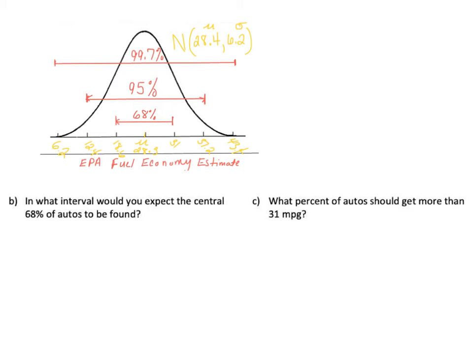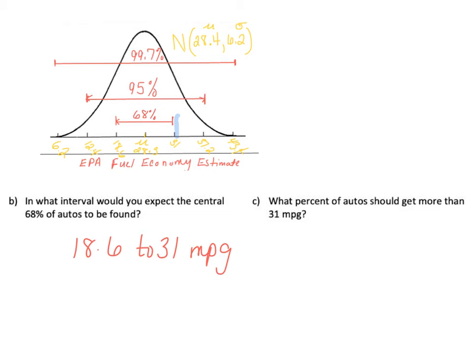Now I'm going to use that normal model we just drew to answer some questions. It says, in what interval would you expect the central 68% of autos to be found? Well, it's really easy to see here that that falls between 18.6 to 31 miles per gallon. So that's saying 68% of the vehicles are getting between those two values. What percent of autos should get more than 31?